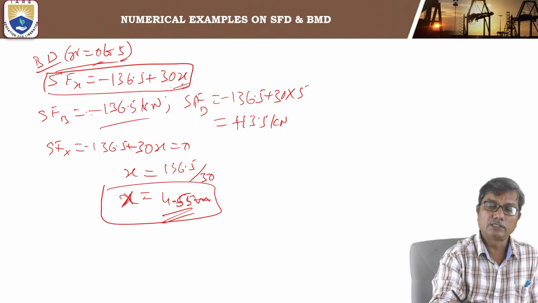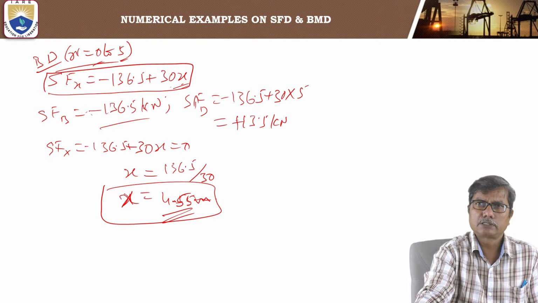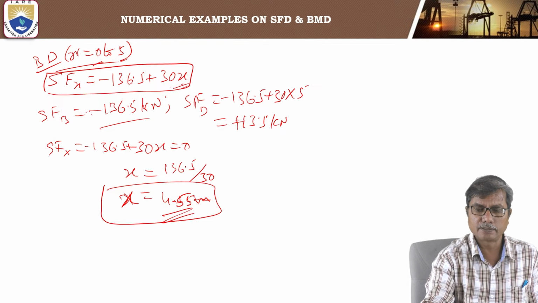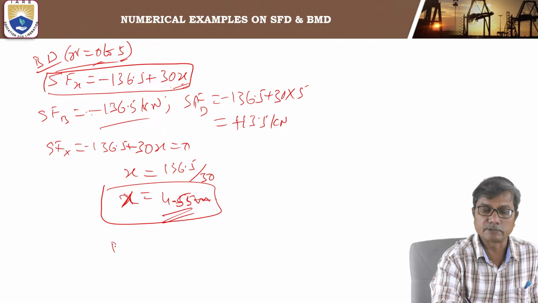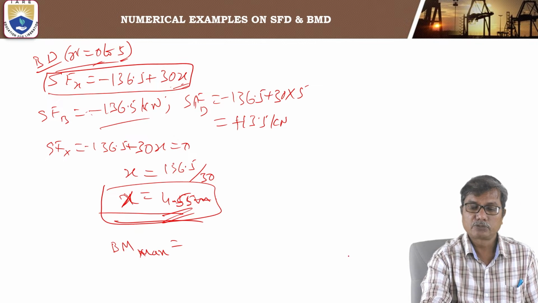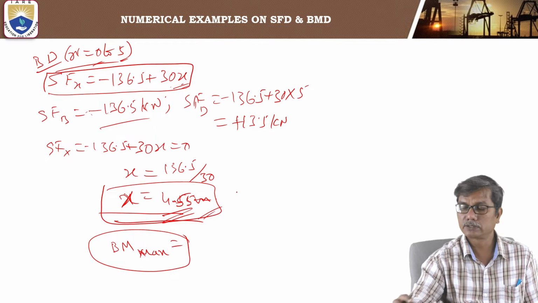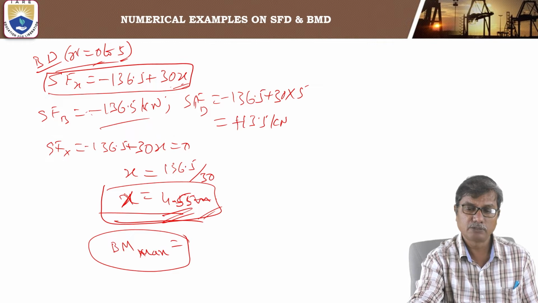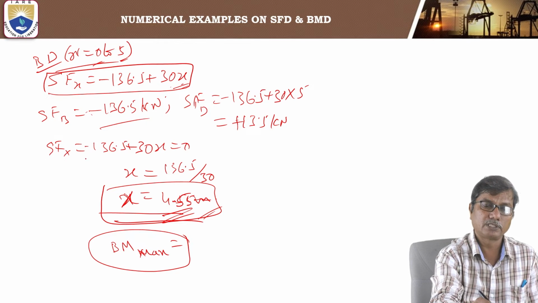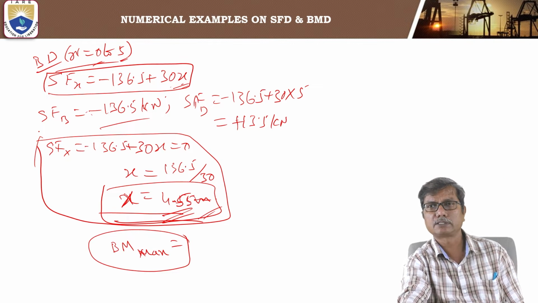So why do we need to find this distance? Because we know that at the section where the shear force changes sign, the bending moment will be maximum. To find the maximum bending moment at this section, we need this distance. So for that reason, we find the distance where the shear force changes sign.